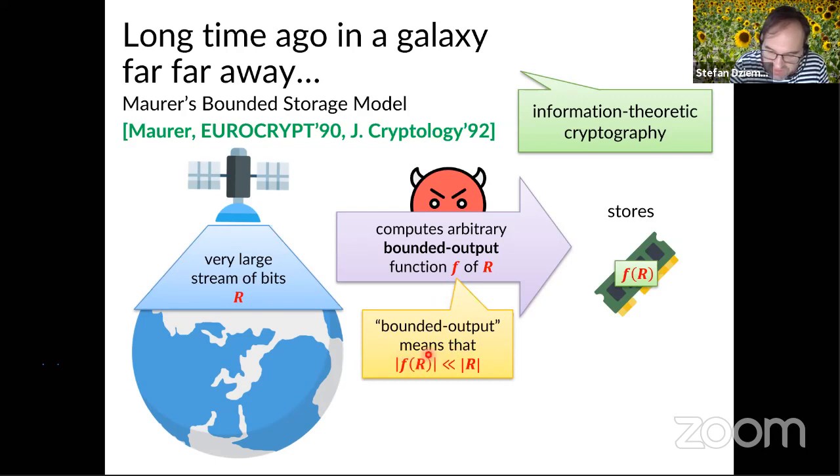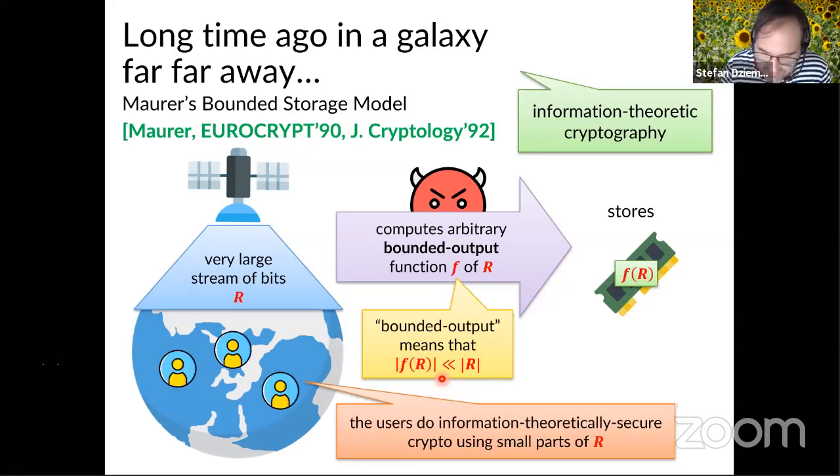Bounded output simply means that the output of a function is much smaller than its input, if you just look at the length in terms of bits. It's like half or less, something like this. Okay? So that was a very nice model. There were many papers on this. I was also publishing on this, and people were showing that you can do information theoretic crypto using such an assumption.